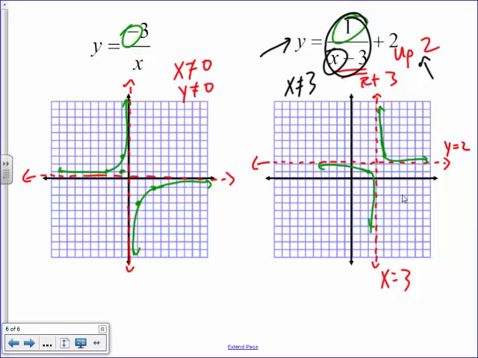So hopefully we're starting to get that idea of how rational expressions work. But yeah, asymptotes are the key. Stretches might take a little bit of time to get used to how that works, but hopefully we should be able to write an equation and graph a general rational expression like this.